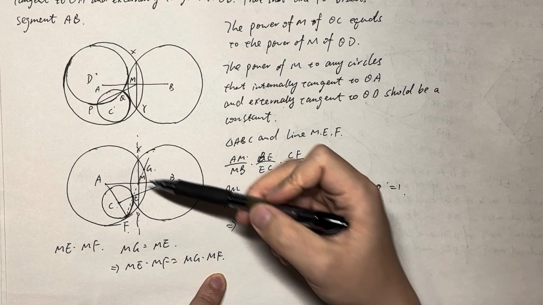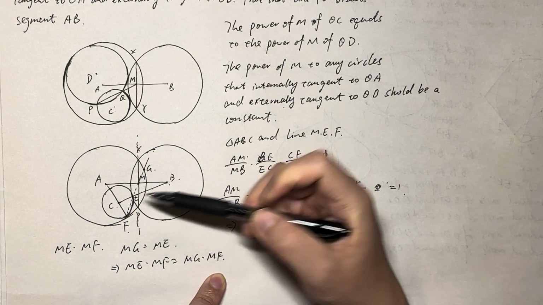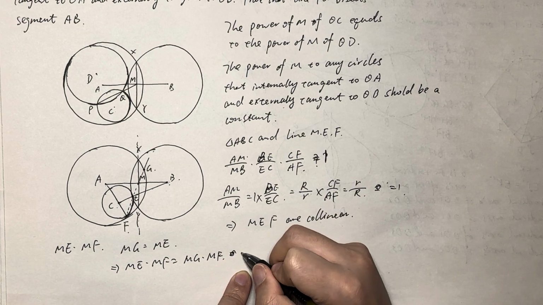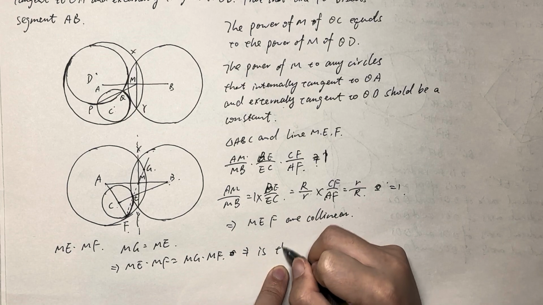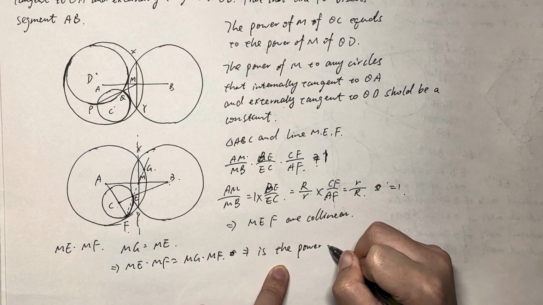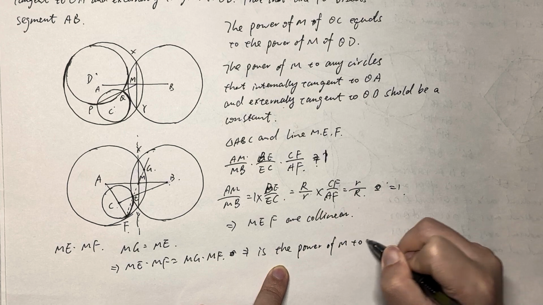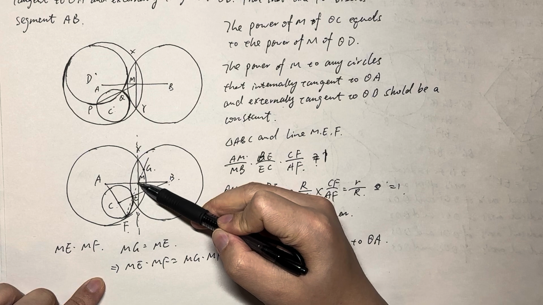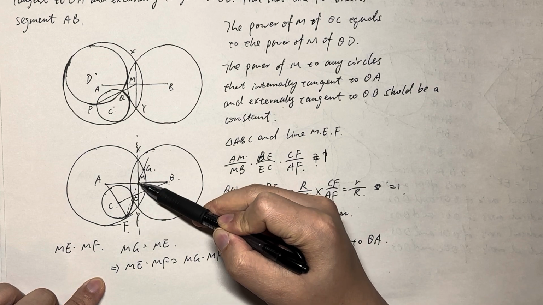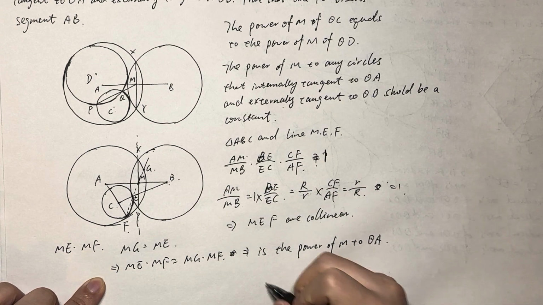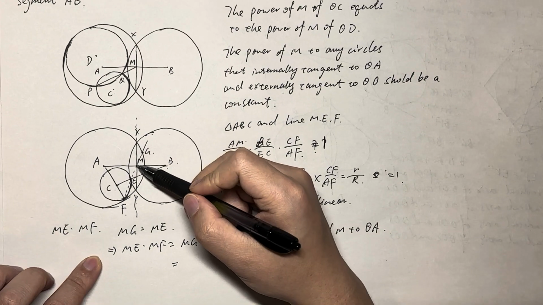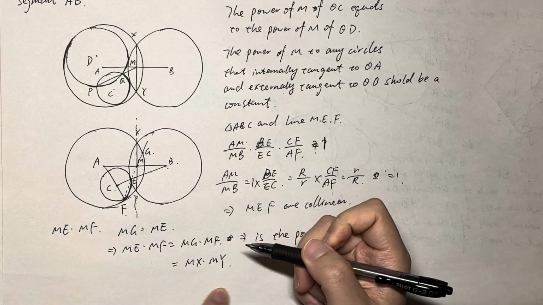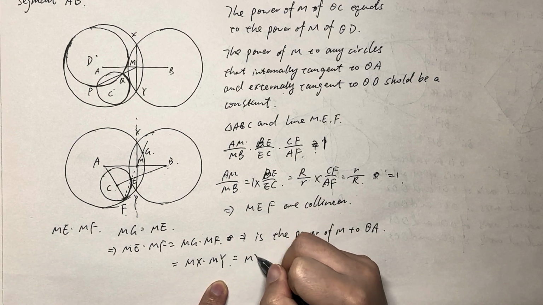What is MG times MF? MG times MF is the power of M to circle A, right? MG times MF is the power of M to circle A, and it equals MX times MY. And we know that MX equals MY, so we can just write it as MX squared.